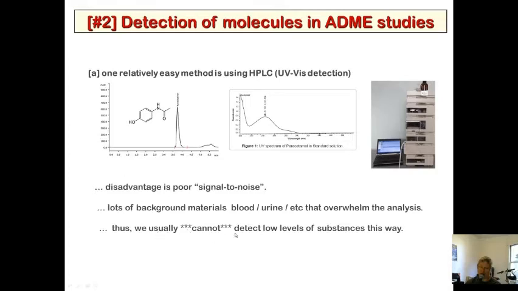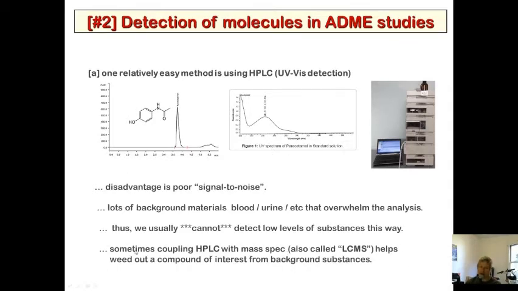So generally speaking, in a biological setting, we cannot detect low levels of substances this way. This is a wonderful technique when we're doing chemistry or organic synthesis, where we're just trying to identify compounds and see if compounds are pure, etc. So in a chemistry setting, HPLC is amazing, but in a biological setting, we can't really detect low levels of substances this way.